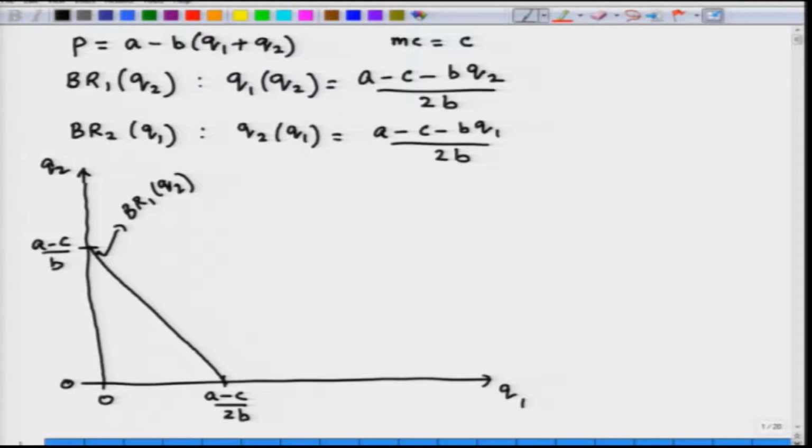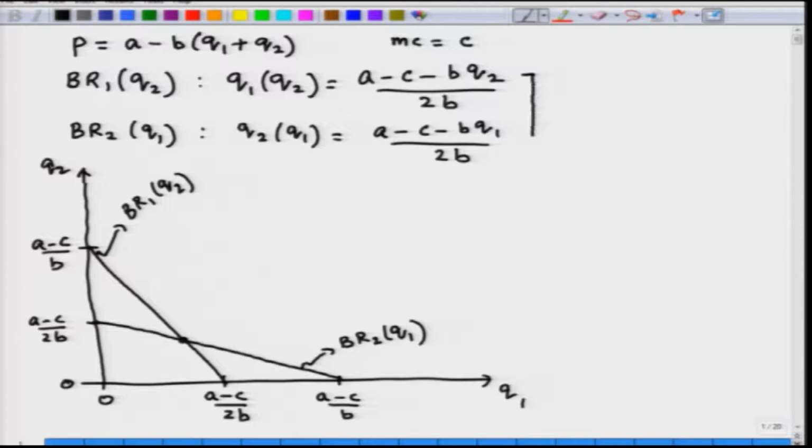Similarly, if we were to draw the best response function for firm 2, when Q1 is equal to 0, firm 2 is a monopolist and produces the monopoly output A minus C by 2B, and when firm 1 produces the competitive level of output, A minus C by B, then firm 2 decides not to produce at all. This is the best response function for firm 2. The Nash equilibrium output Q1 star, Q2 star is a pair of mutually best responses, which means Q1 star is a best response to firm 2's choice of Q2 star, and Q2 star is a best response to firm 1's choice of Q1 star.